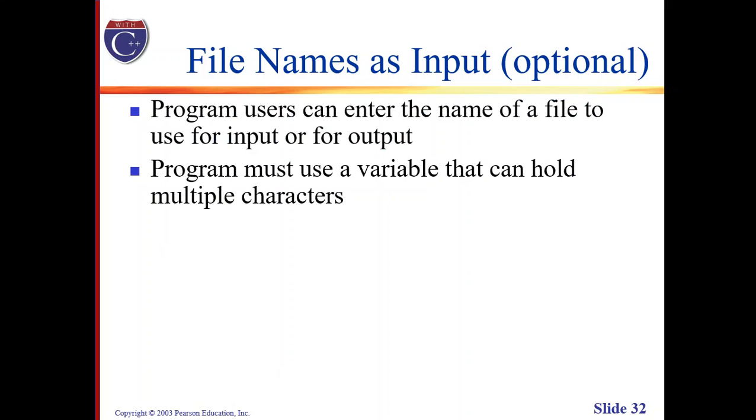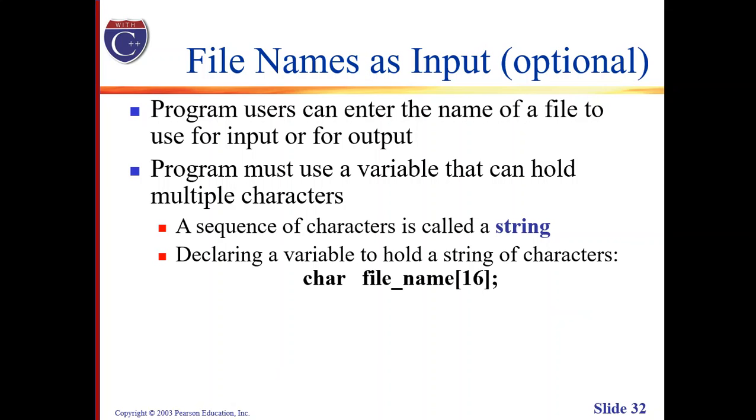Next, talking about file names as input. Program users can enter the name of a file to use for input or for output. Programs must also use a variable that can hold multiple characters. It could be a sequence of characters, which we can call a string. And we can declare a variable to hold a string of characters. As you can see here, we declare a character variable which can contain 16 characters. Although we will be dealing with arrays as we go, if you take a look at this, this is actually an array of 16 characters.